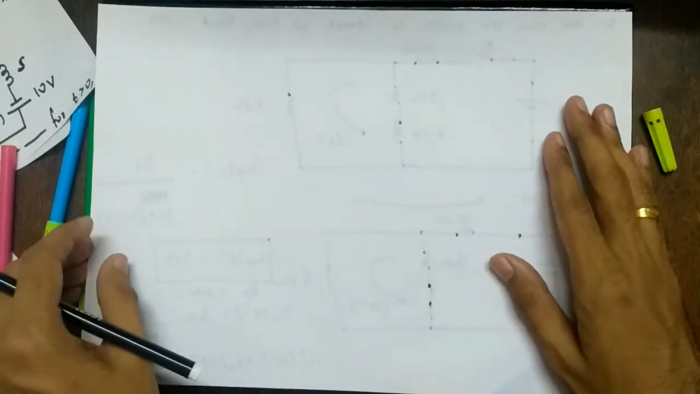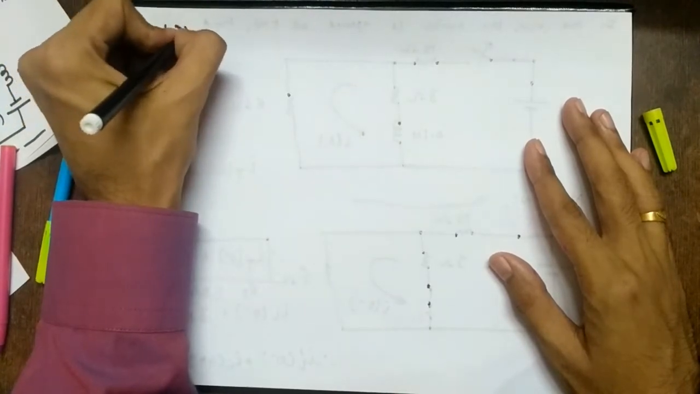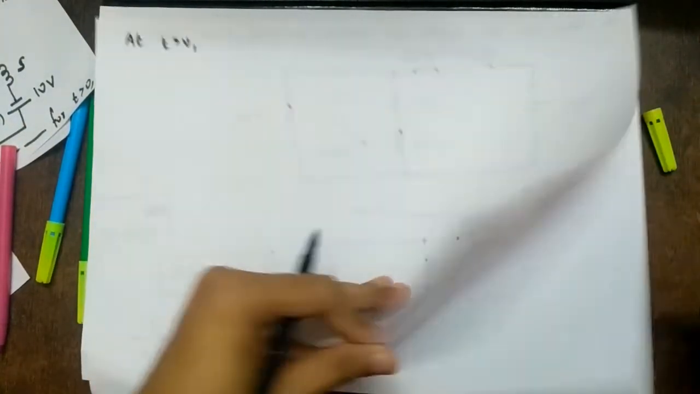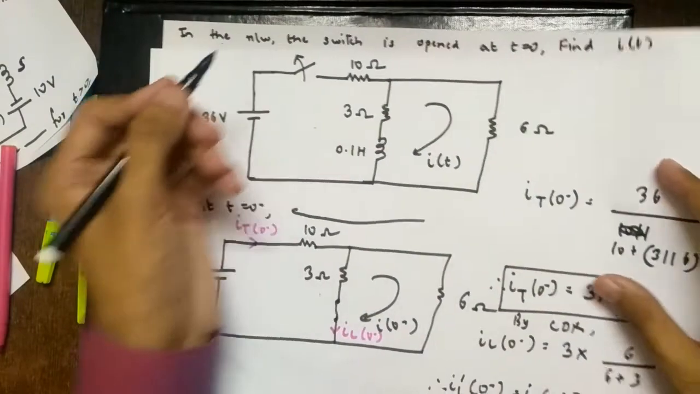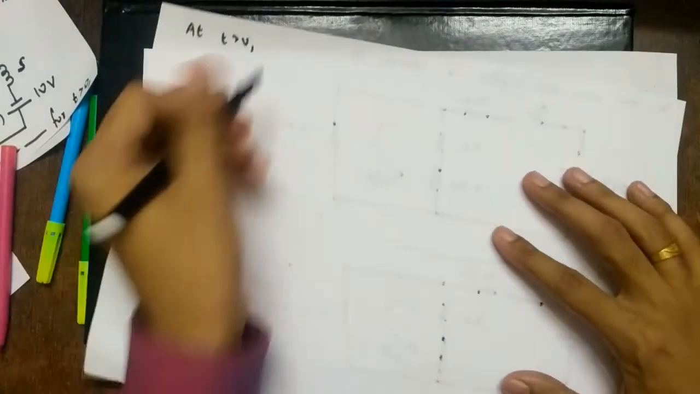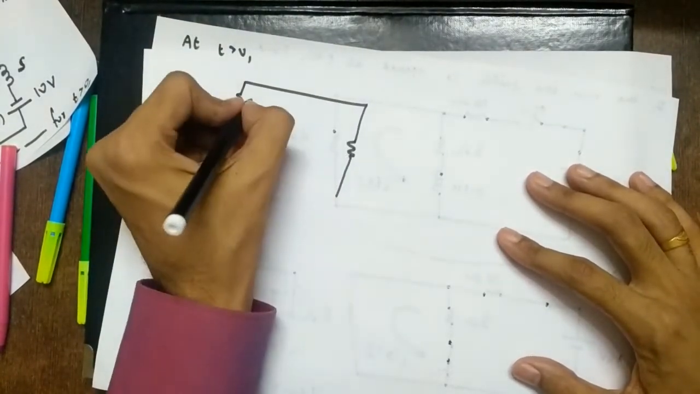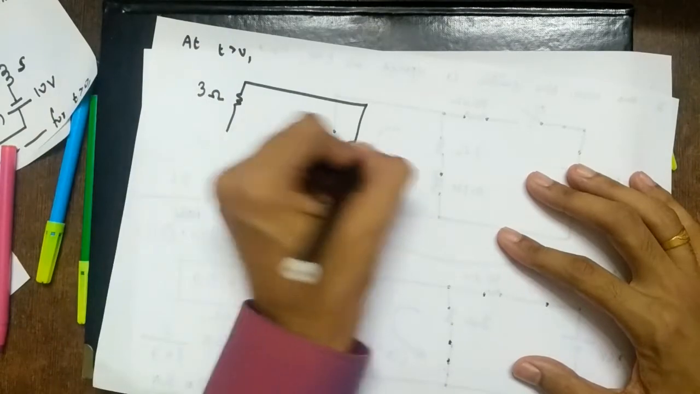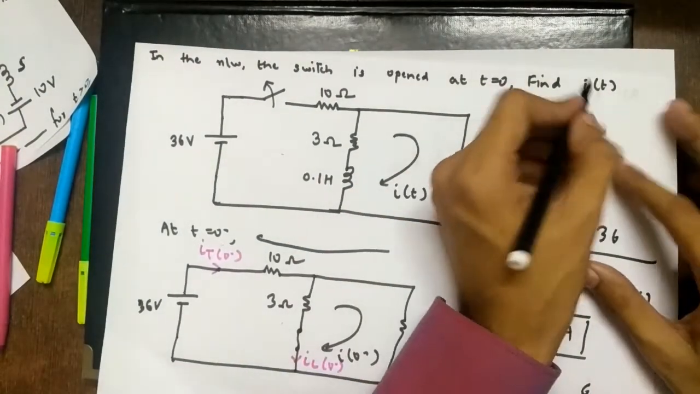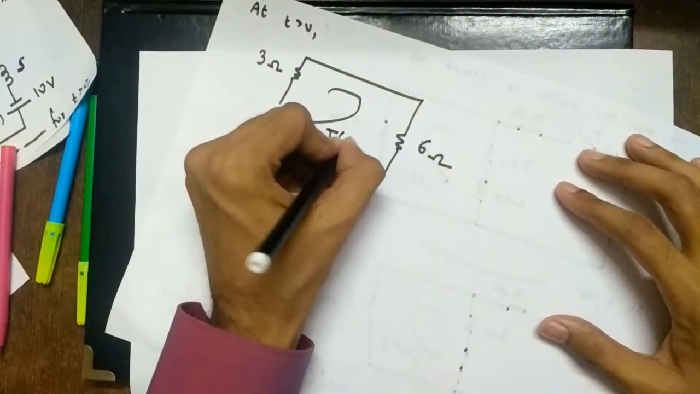Then we will draw for t greater than 0. What will happen? The switch will be open, so this part is not there. 3 ohms and 6 ohms will be there, so I'll first draw that. This is 3 ohms, this is 6 ohms. And remember, you have to find i(t), so we are in the frequency domain, so I(s).